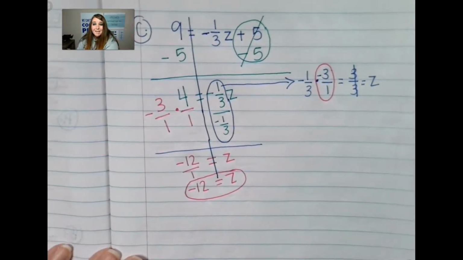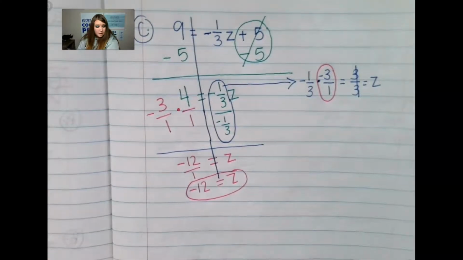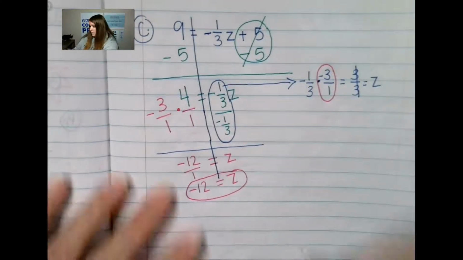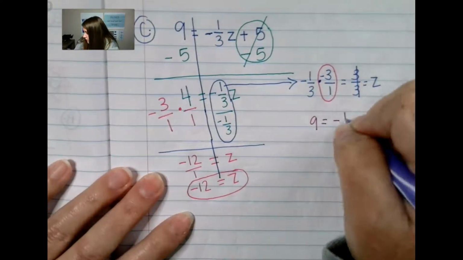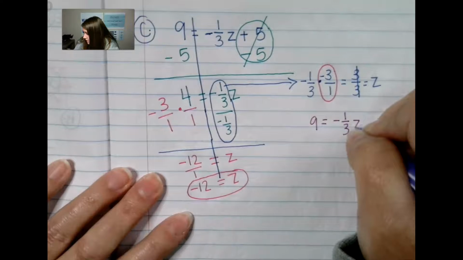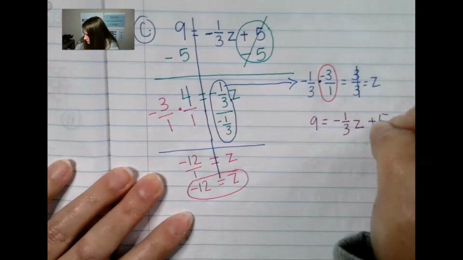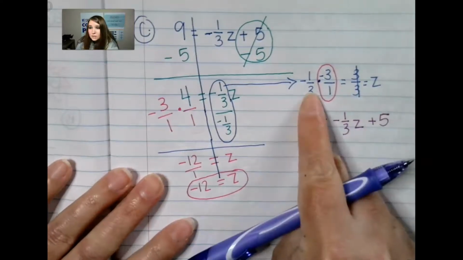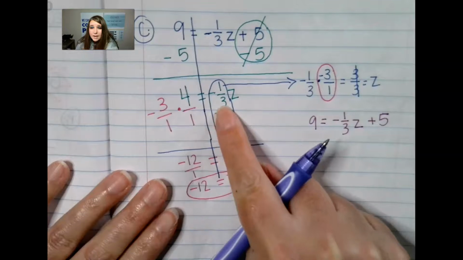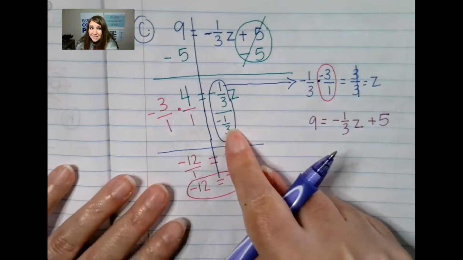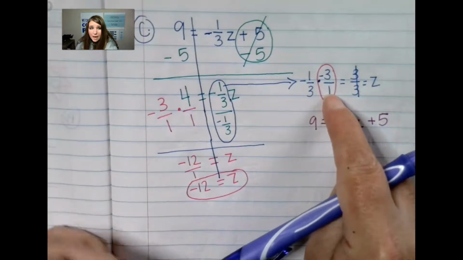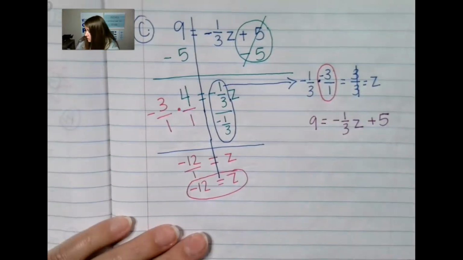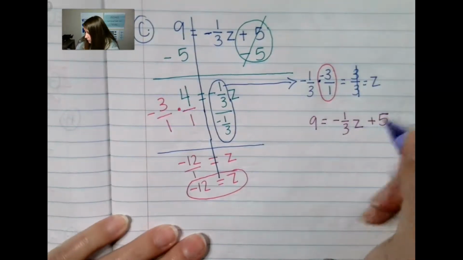Let's put this back into the original problem and we will now check our work. Okay, so it said originally that 9 equals negative 1/3 z plus 5. Again, the only step we had to do here was divide. We undid it. The reason why we had to keep, change, flip is because that is how you divide fractions. So that's why we had to get to that 1/1.